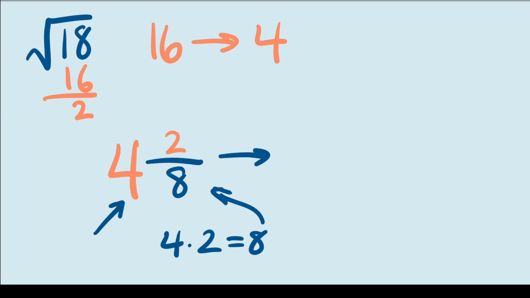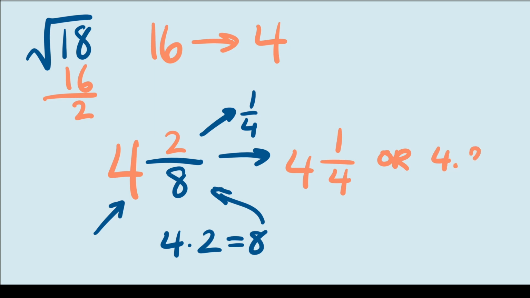Now the 2/8 simplifies to a quarter, so we can rewrite our answer as 4 and 1/4 or 4.25. Now you're probably wondering, how close is this to the correct answer? Well, to answer your question, the square root of 18 works out to be 4.24. So we're pretty close. Let's try another one.